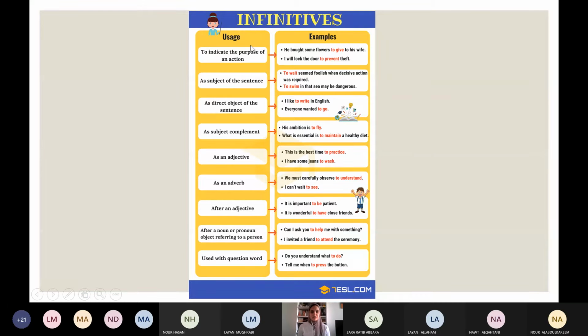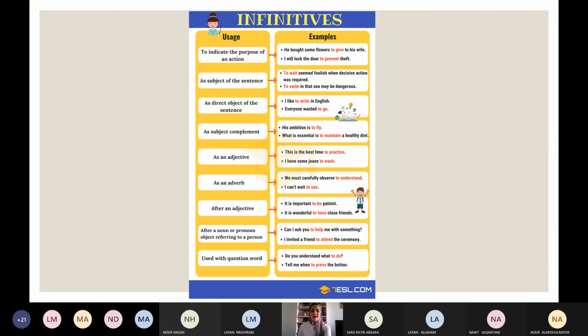So here, all of that indicate the purpose of an action, which is an adverb. He bought some flowers. Why did he bought some flowers? It functions as an adverb: to give to his wife. To give. Teacher, there is also to his wife. So we have two infinitives here. Girls, to wife is a prepositional phrase, noun after to.